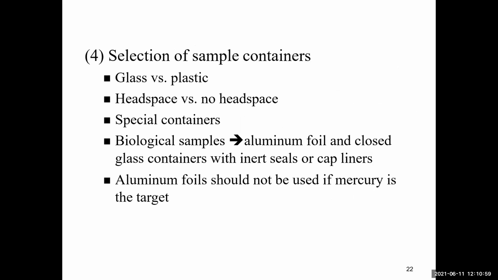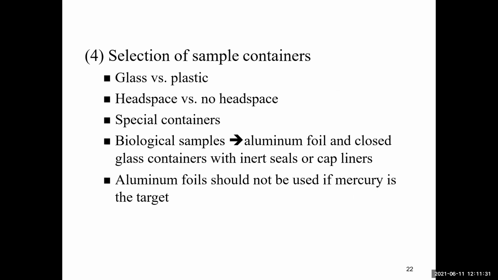What is the selection of the sample containers? What is the selection of the sample containers? Your sample container selection: glass versus plastic, head space versus no head space. Special containers for biological samples means aluminum foil and cloth, glass containers with inert seals or cap liner. Okay, this is the cap liner.